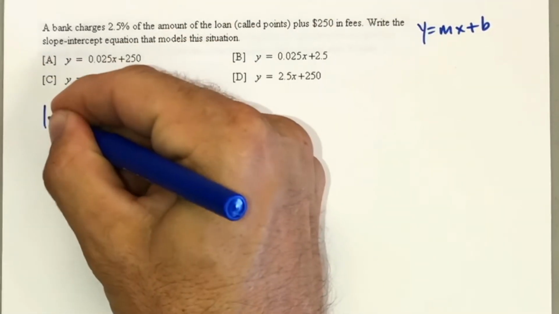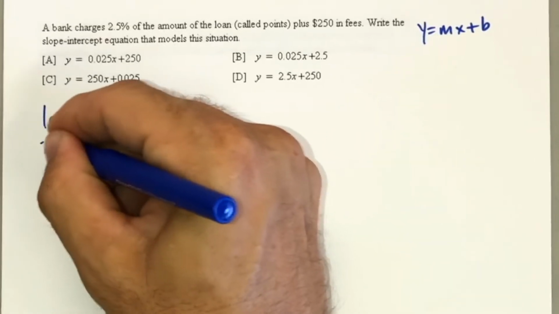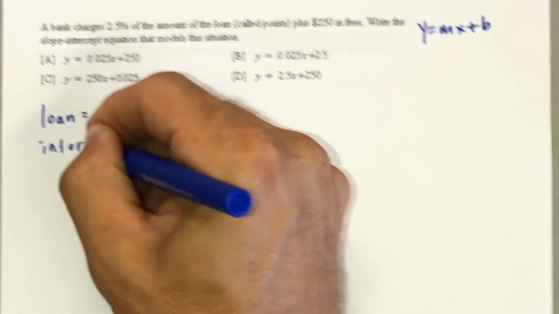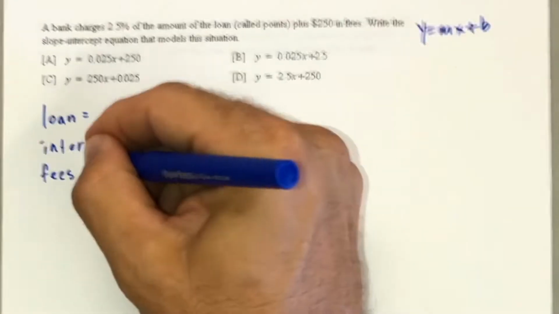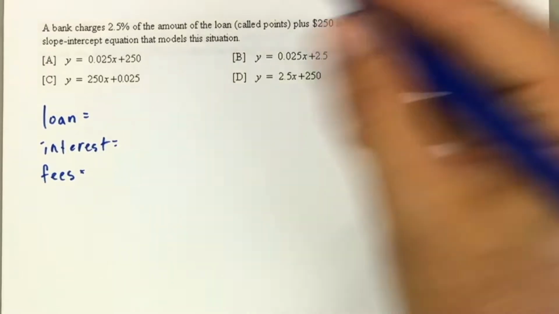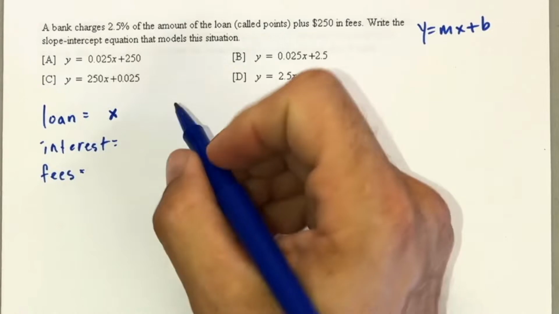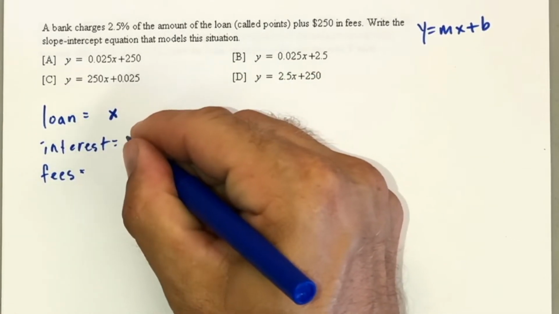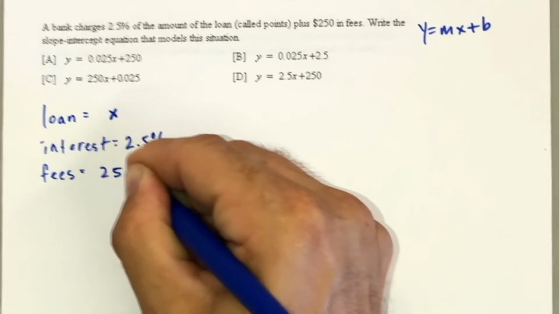What I like to do is make a list of what I have, such as a loan, my interest, my fees, and try to come up with what parts of the equation those are. So we don't know what our loan is, so let's give that a variable. We know our interest is 2.5%, and we know our fees are about $250.